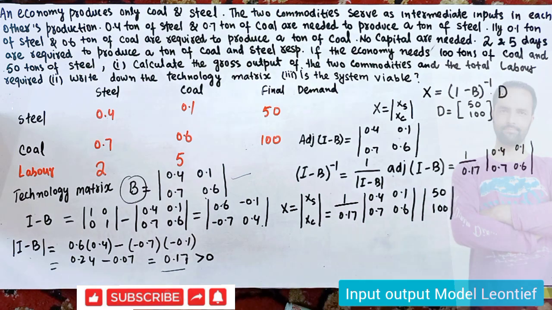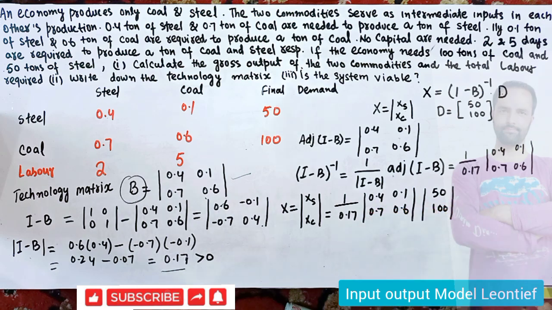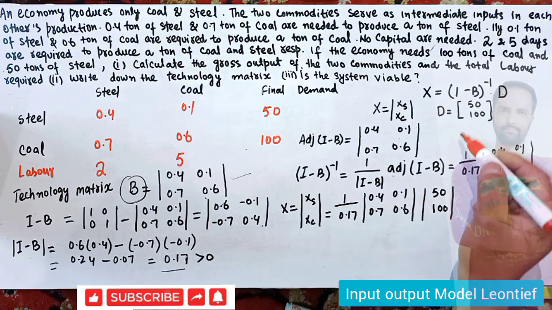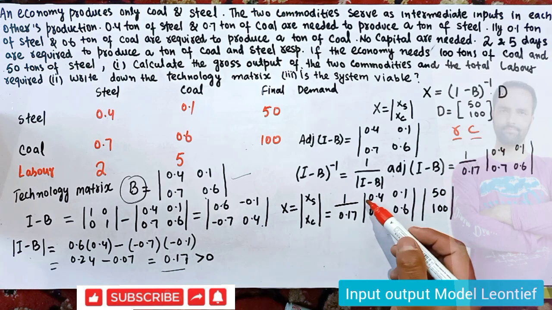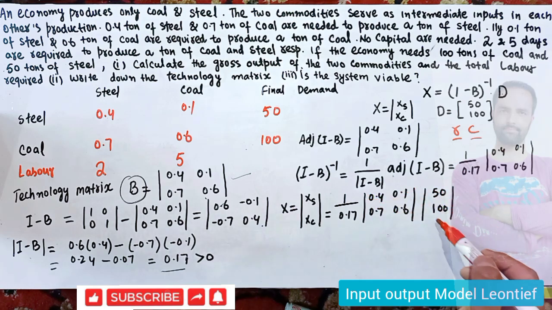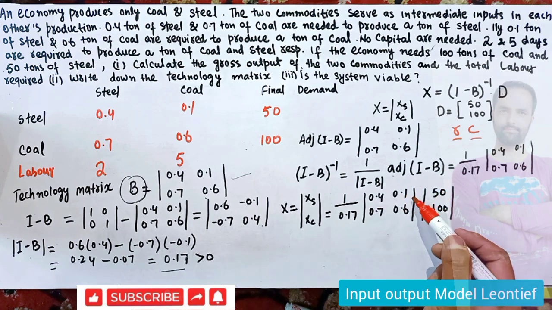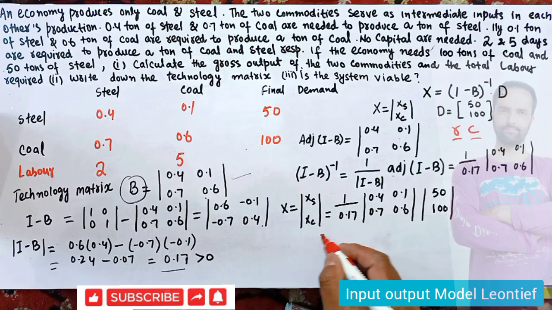Now what we need to do here is multiply these two matrices. So how do we multiply these two matrices? Let us find out. Actually it is not a formula. We multiply each row with the column, that means each element of the row with its corresponding element in the column. So we have 1 upon 0.17.